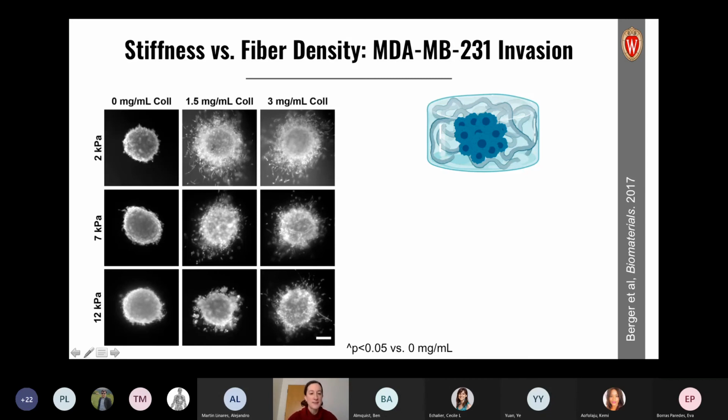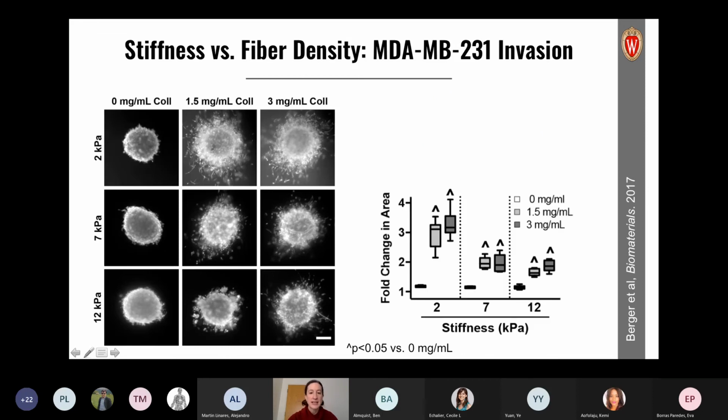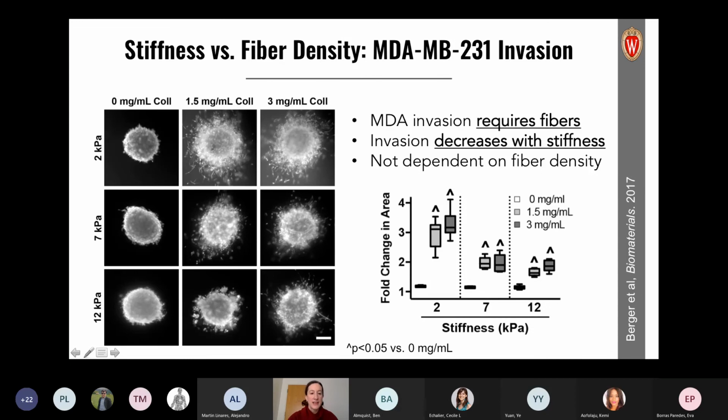And one thing that struck us immediately is that if you didn't present these cells with fibers, they would not migrate out of the spheroid. They could not invade their surrounding areas. And the other thing that was important here is that their invasion into their surrounding areas decreased with increasing stiffness, okay? And this didn't seem to be dependent upon fiber density. It was sort of a yes-no or off-on with the fibers. If the fibers were there, then they invaded. If they weren't there, they didn't. But once the fibers were there, it didn't affect extent of invasion.